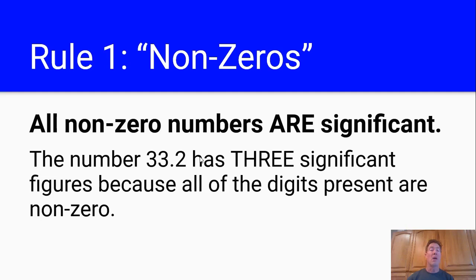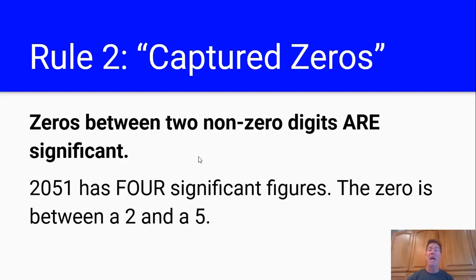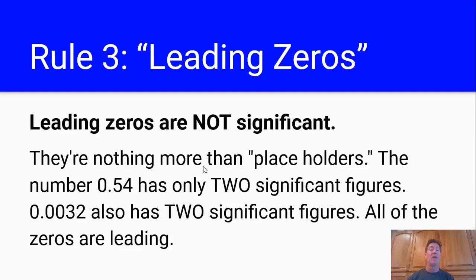So far so good. Non-zeros are significant. Good, got it. Captured zeros are significant. Got it. Leading zeros are not significant. They are nothing more than placeholders. The number 0.54 only has 2 significant figures. This 0 is just holding the place. It's just saying, hey, here's where the number begins.